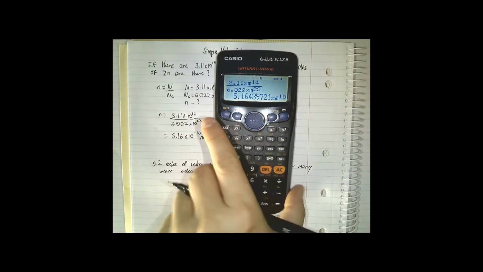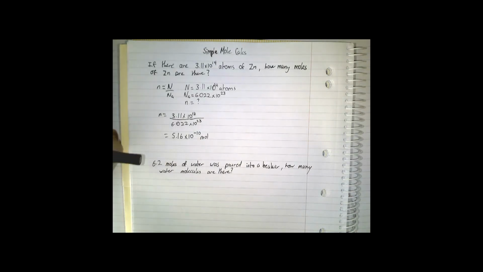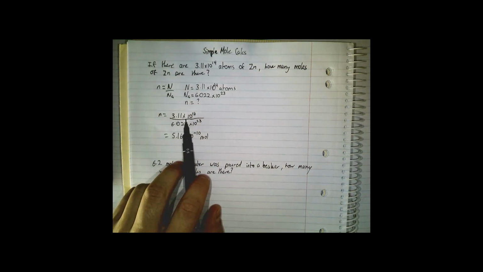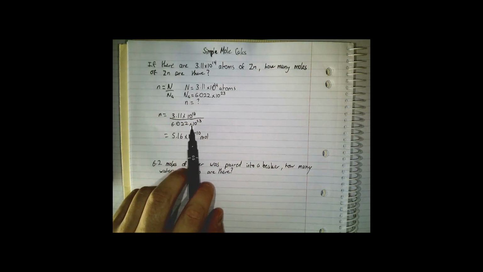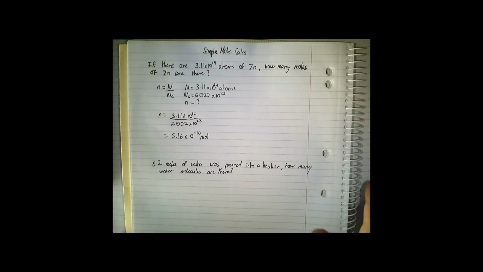So significantly smaller than a single mole, and that's to be expected. The number of particles that we had was significantly lower than the Avogadro constant anyway. Now looking at the second question, we're sort of going to be going in the reverse order.